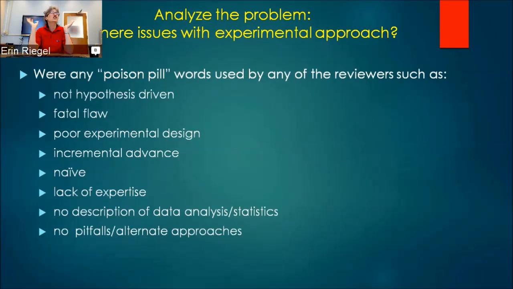That means they just think you're doing stuff for no reason that can be discerned. If they use the word fatal flaw, I mean, fatal flaw is murderous to your grant score, because that's saying that what you're proposing either won't work or won't answer the question. If they say there's poor experimental design, if they say there's an incremental advance, that is brutal.